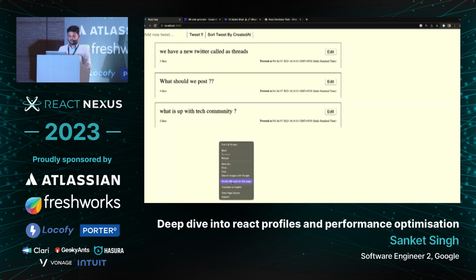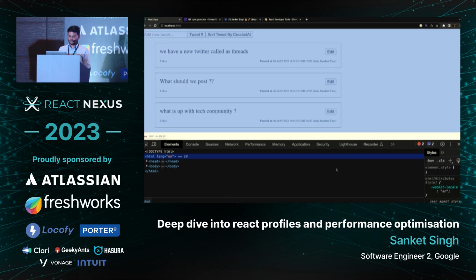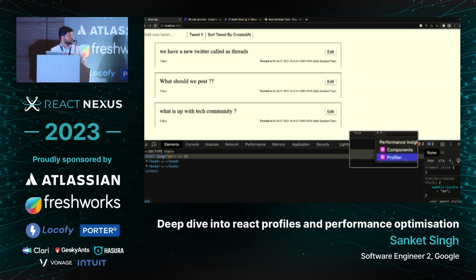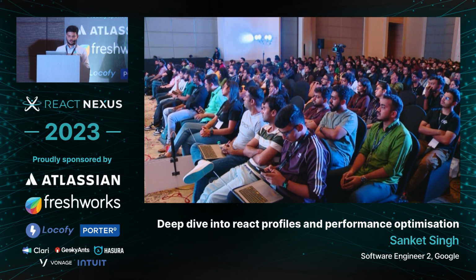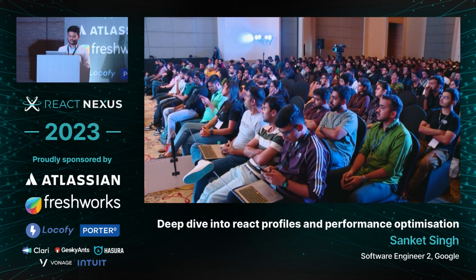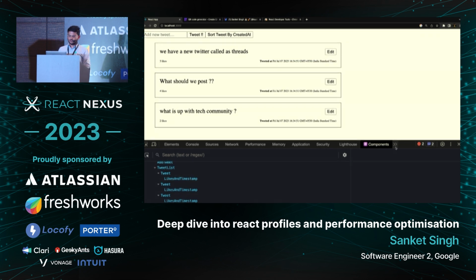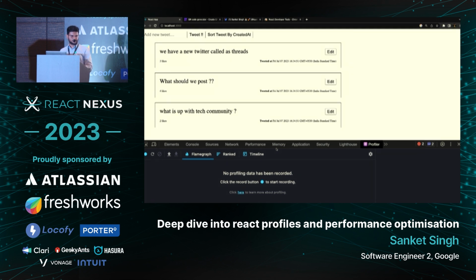Now what you can do, you can go to your developer console, right? And here you will see a new option of Profiler. If you are not able to see it, I hope now everyone is able to see this. You can see there is a Profiler option and there is a Components option. The Components option is just going to show you the component tree, how exactly the components are rendered inside one another, and then comes our Profiler, right?